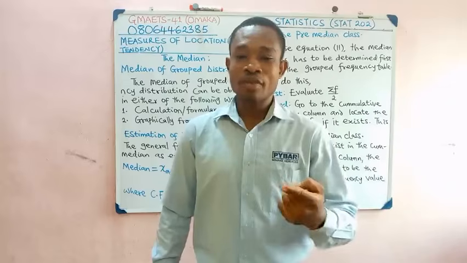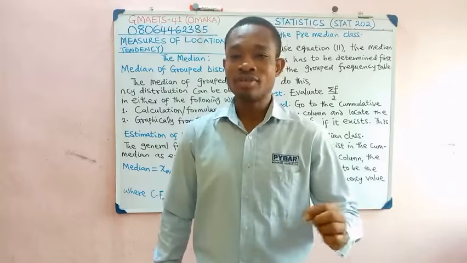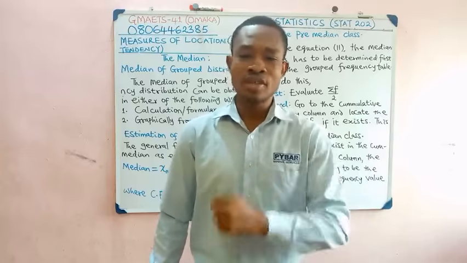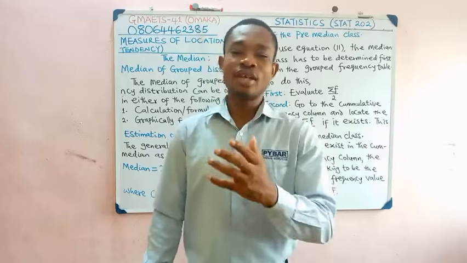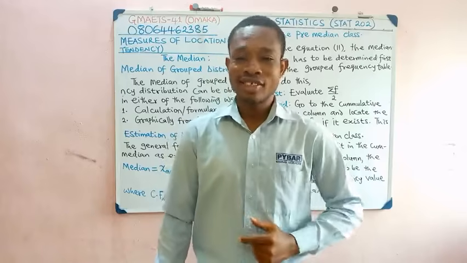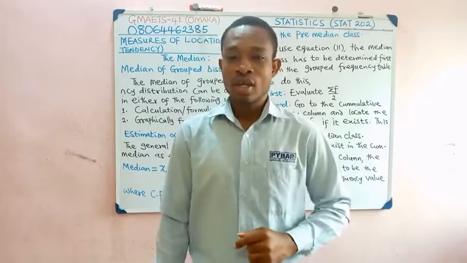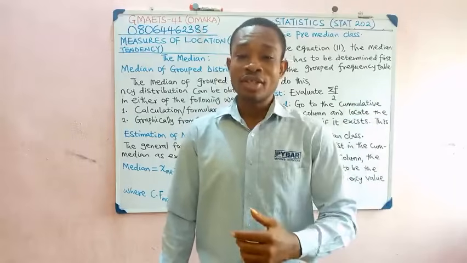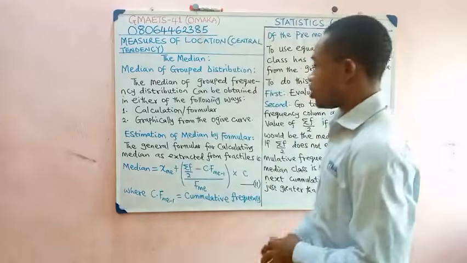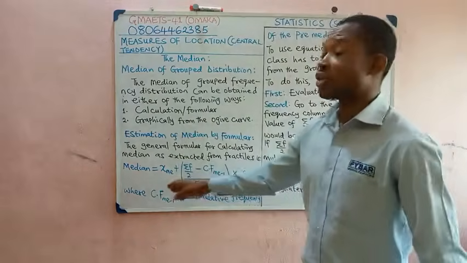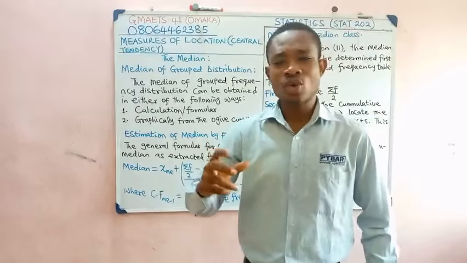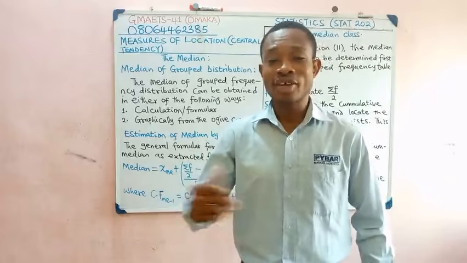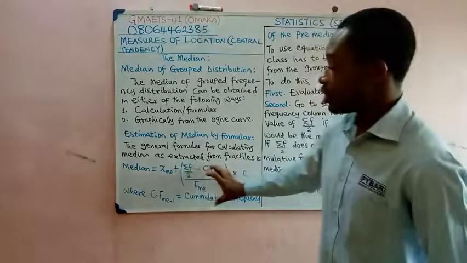Alright? One of the methods is by formula calculation method. The other method is graphically, where we obtain the median from the less than cumulative frequency curve, known as the Ogive curve. In this video, we are going to focus more on how to obtain median using the formula. And on the board here, we have the formula that is used in calculating median. Just similar to what we saw for mode, how to estimate mode by calculation. Now let's look at the formula here on the board.